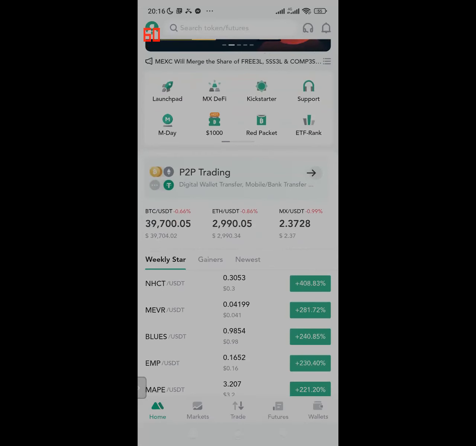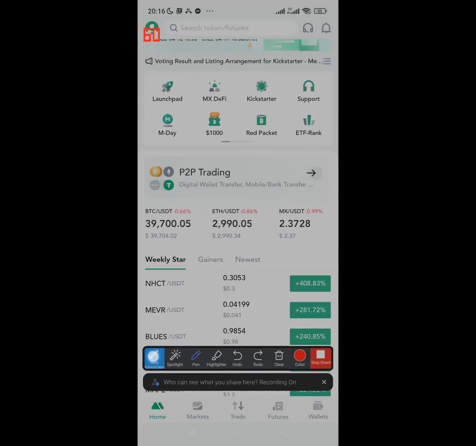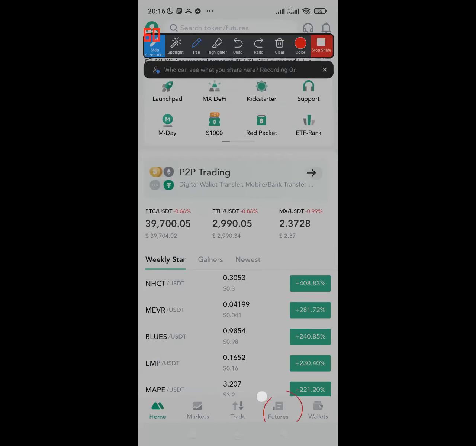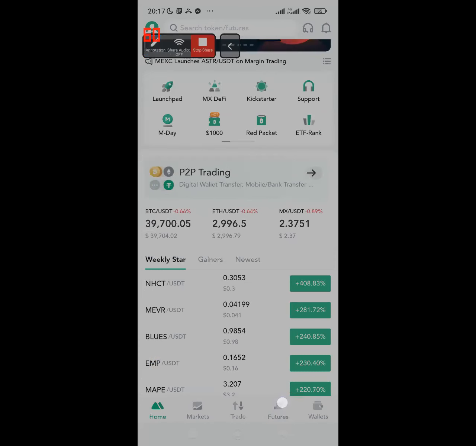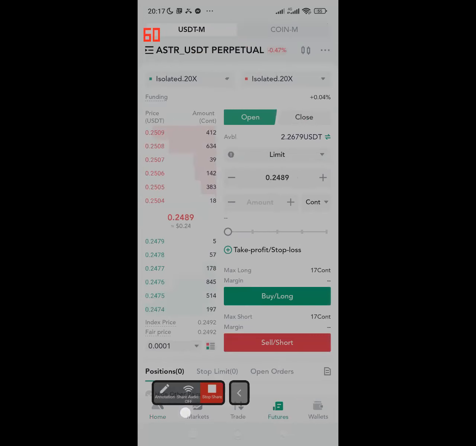So for you to trade on future, you have to click here. You have to click here where you saw the future. All right. So when you click here, it will launch the future platform. You can see it's kind of familiar with the Binance exchange.